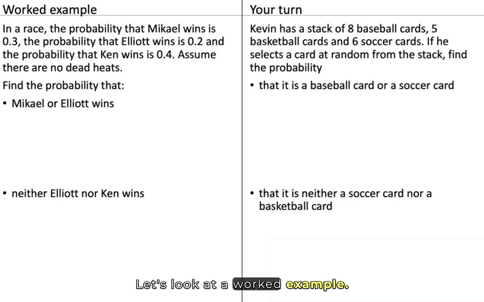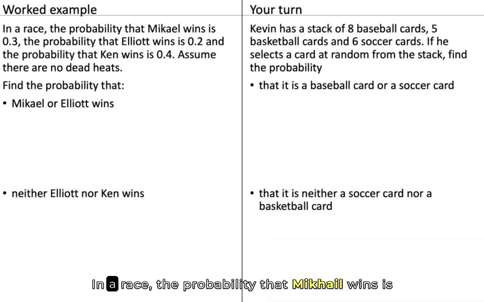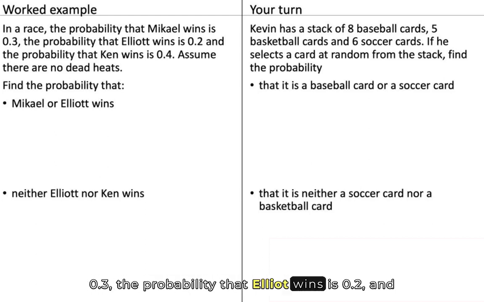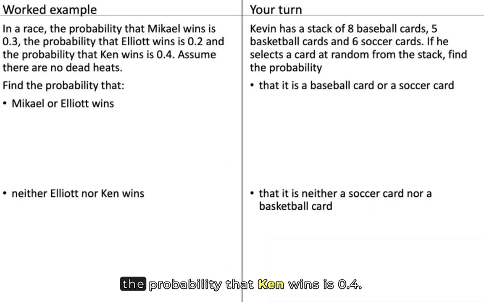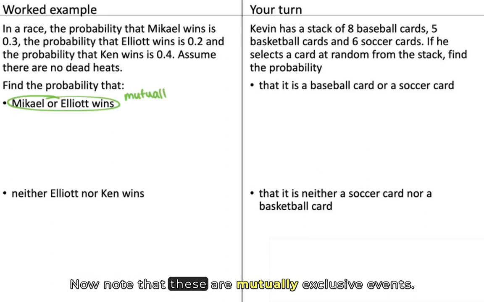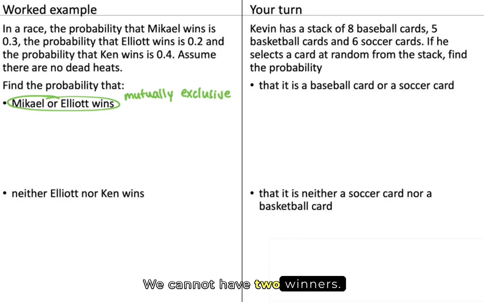Let's look at a worked example. In a race, the probability that Mikhail wins is 0.3. The probability that Elliot wins is 0.2, and the probability that Ken wins is 0.4. Assume there are no dead heats. First, we need to find the probability that Mikhail or Elliot wins. Now note that these are mutually exclusive events. We cannot have two winners. There's only going to be one.